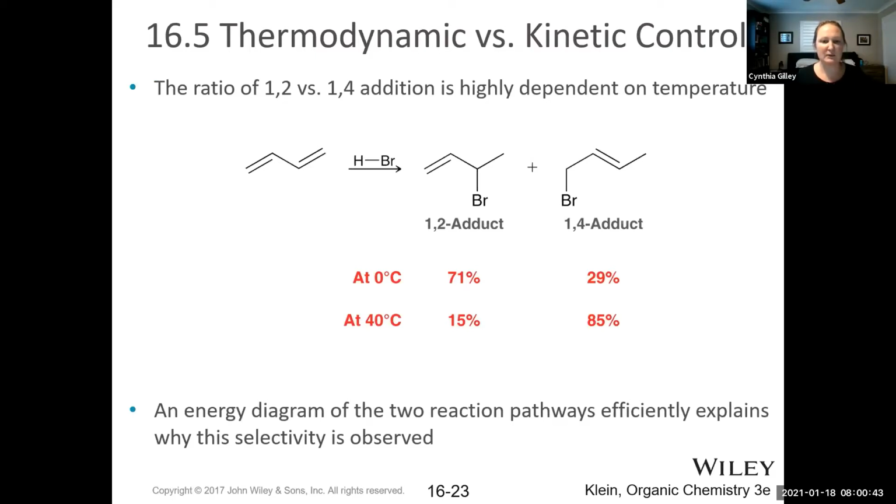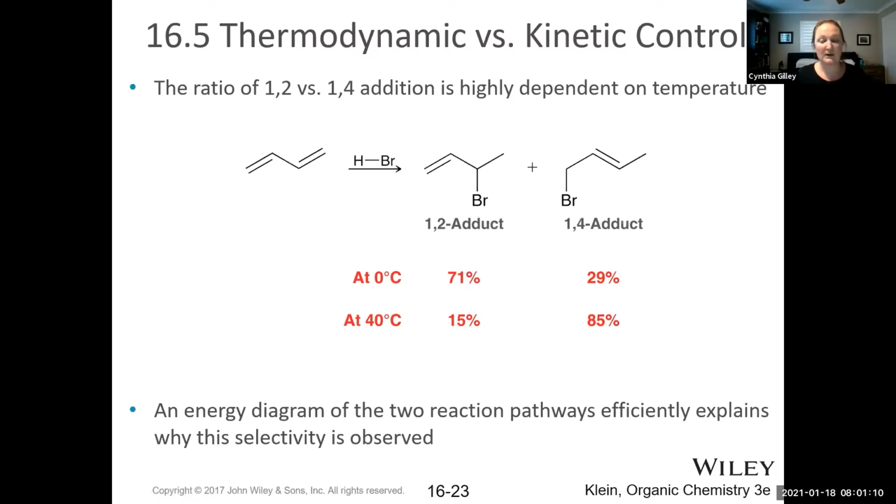Right, so this is the regioselectivity issue of this problem or this reaction. So it turns out, as I mentioned before, it's actually temperature dependent. So at lower temperature, it looks like in this particular example, the 1,2 adduct is the major product, but at higher temperature, the 1,4 adduct in this particular example is the major product.